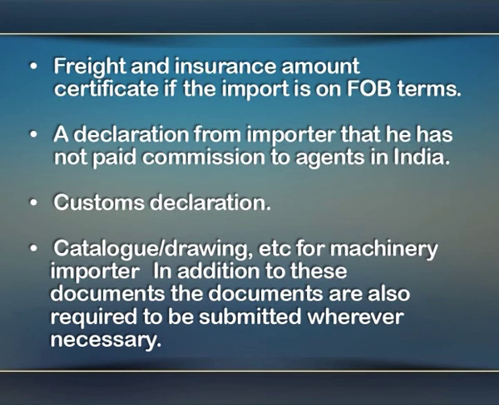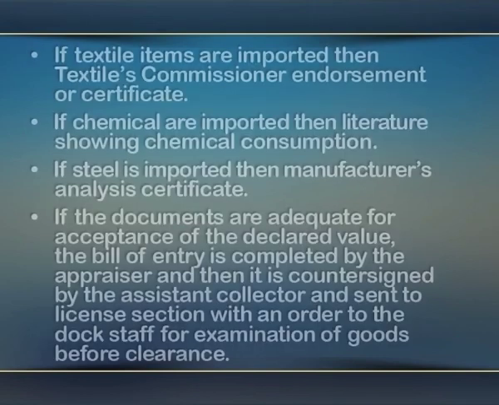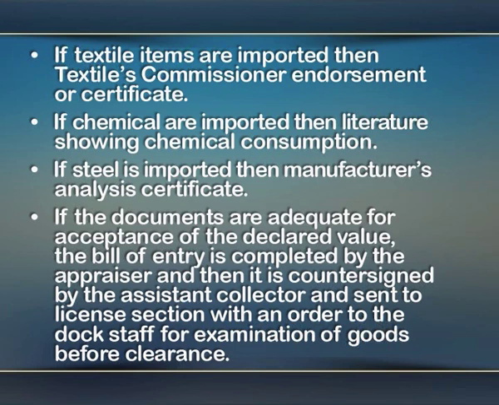A declaration from importer that he has not paid commission to agents in India, customs declaration, catalog or drawing etc. for machinery imported. In addition to these documents, other documents are also required to be submitted wherever necessary. If textile items are imported, then Textiles Commissioner endorsement or certificate. If chemicals are imported, then literature showing chemical consumption. If steel is imported, then manufacturer's analysis certificate.